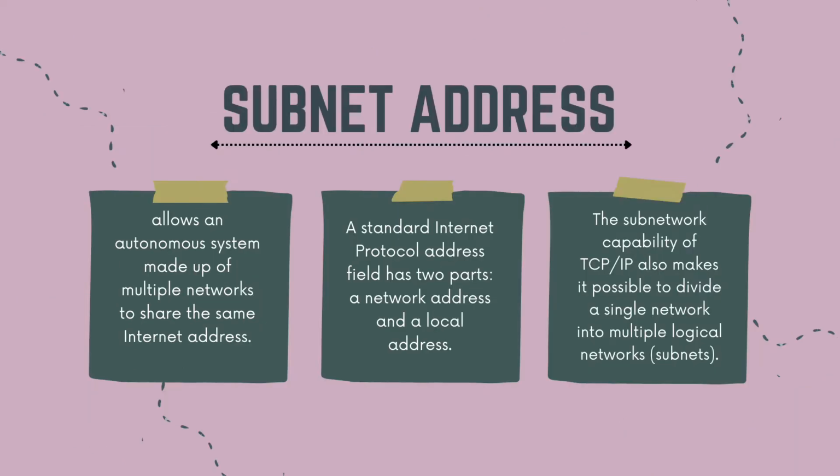Subnet addressing allows an autonomous system made up of multiple networks to share the same internet address. The subnetwork capability of TCP/IP also makes it possible to divide a single network into multiple logical networks. A standard Internet Protocol address field has two parts, a network address and a local address. To make subnets possible, the local address part of an Internet address is divided into a subnet number and a host number. The subnet is identified so that the local autonomous system can route messages reliably.